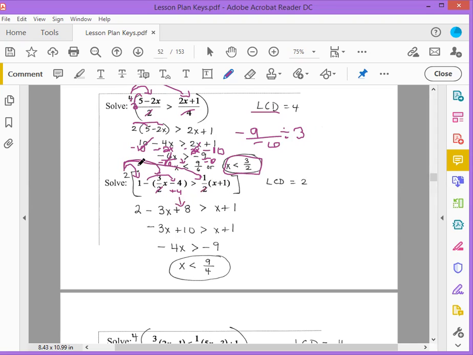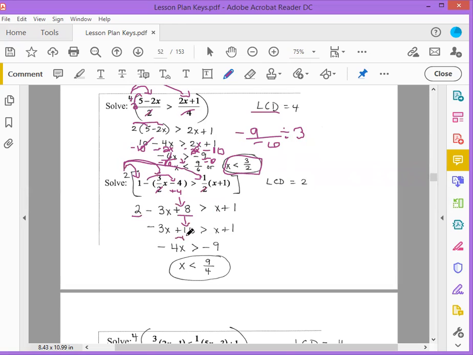And then 2 times the 1/2, the 2's cancel, leaving 1 in the numerator. 1 times x is just x. 1 times 1 is 1. Now we'll combine like terms on the same side of the inequality. 2 plus 8 gives us 10. Carry down your negative 3x, your greater than symbol, and x plus 1.